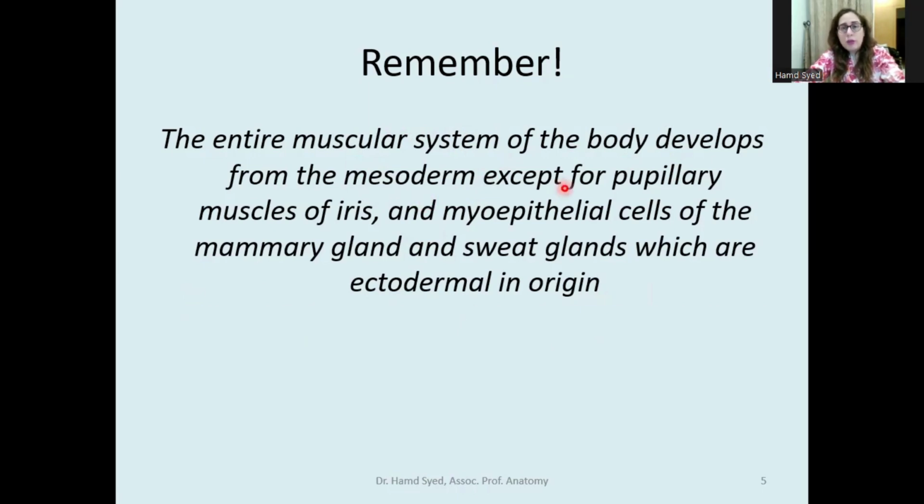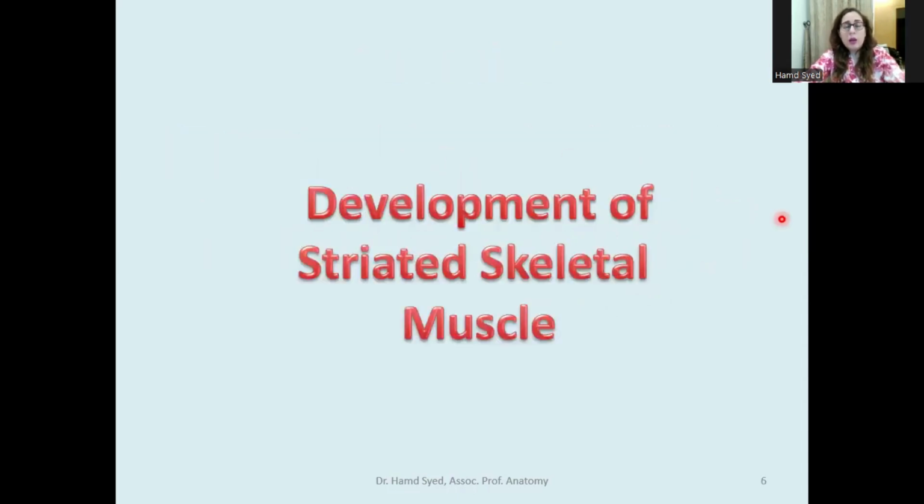But there is an exception that you have to remember: the pupillary muscles of the iris and myoepithelial cells of the mammary gland and sweat glands are ectodermal in origin. So except these, the rest of the muscular system of the human body is largely derived from the germ layer, which is the mesoderm. Now, let's start with the development of the striated skeletal muscle.